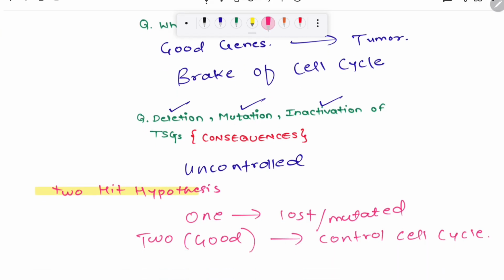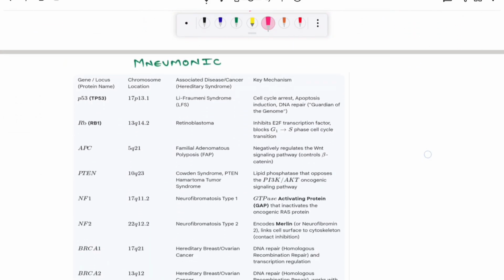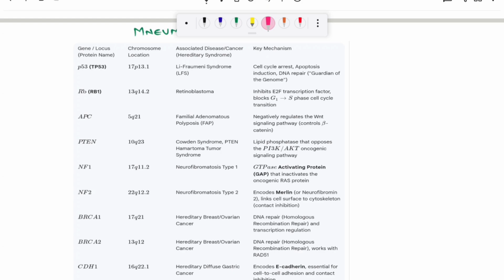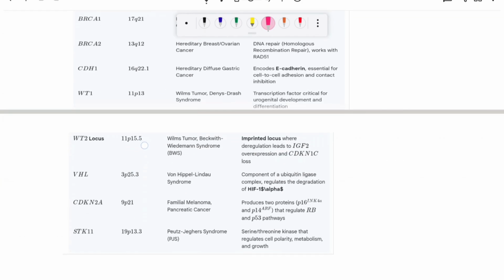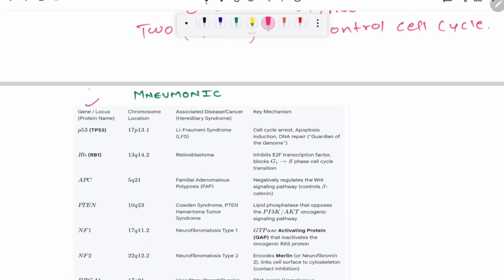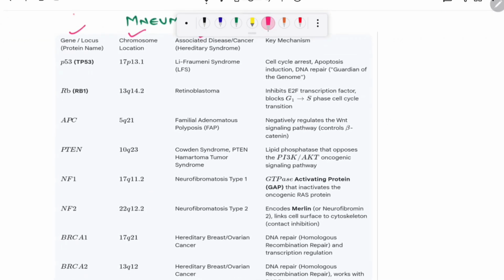Now that we have established the foundation, let's quickly review the mnemonics and then dive into the clinical questions. Moving to the mnemonics part. Here I have a table which includes all the genes, the chromosomal location, the associated tumor, as well as the key mechanism. But for this video, our concern is the first three columns, as they will help you solve all the pathology questions regarding TSG. So the first gene is P53.